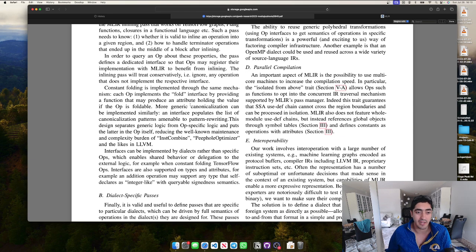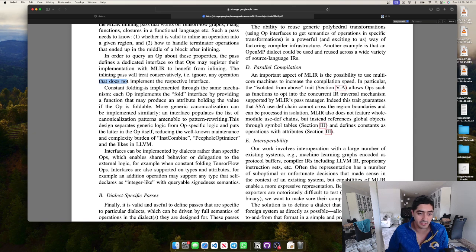The inlining pass will treat operations conservatively, ignoring any operation that does not implement the respective interface.